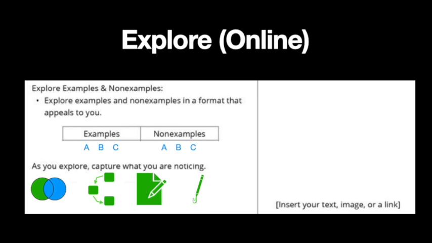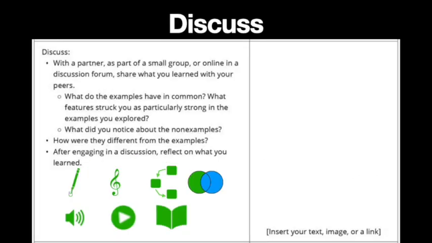Now we move on to the discussion part. In the discussion part, she's given us lots of ways to do this. We're doing it with partners. Some of us are 3 in a group. And let's see, we're going to look at what we all found in our examples and non-examples and how we decided to write down what we knew.